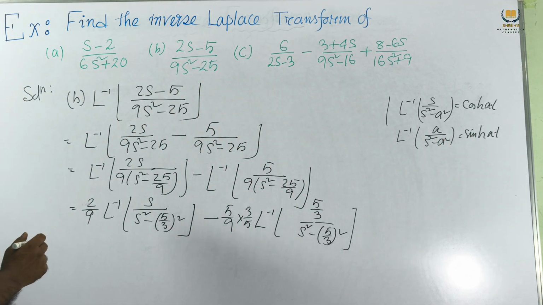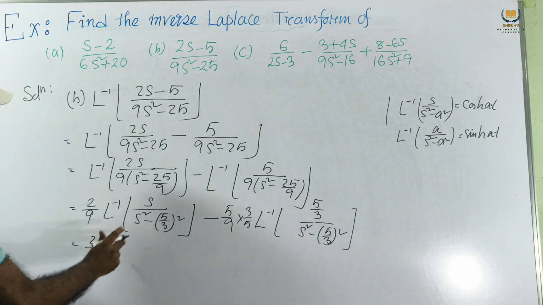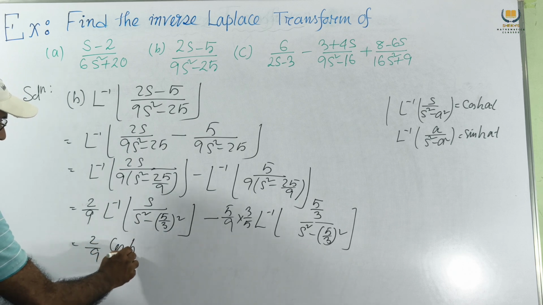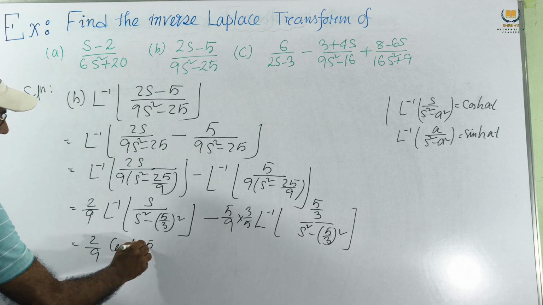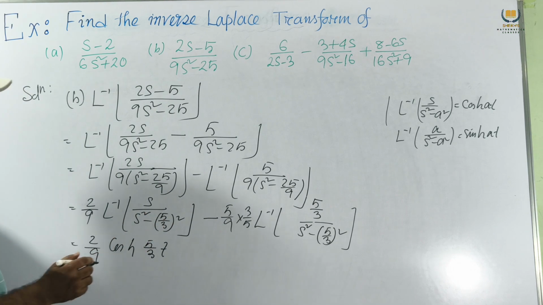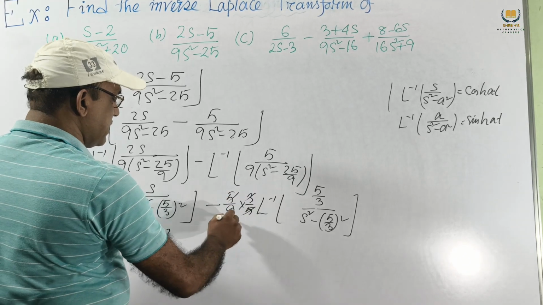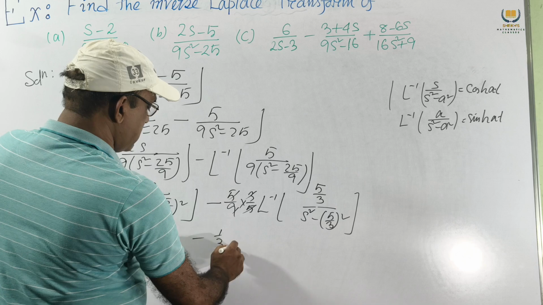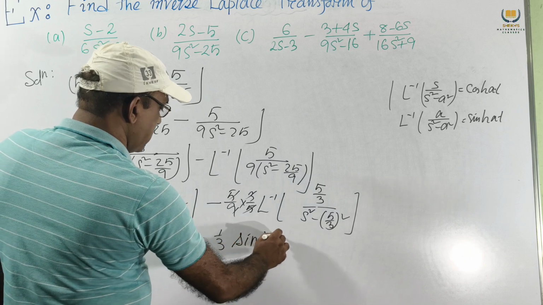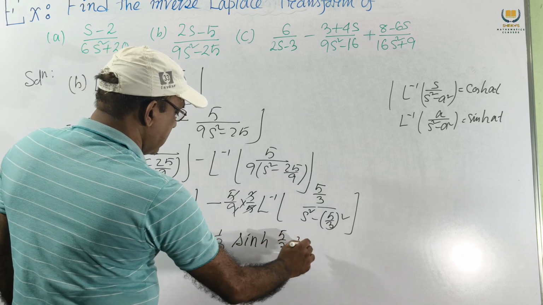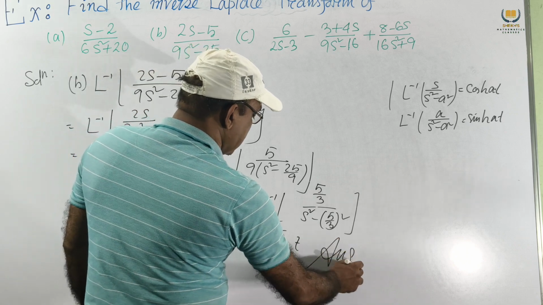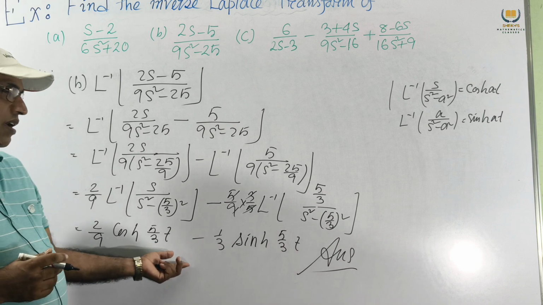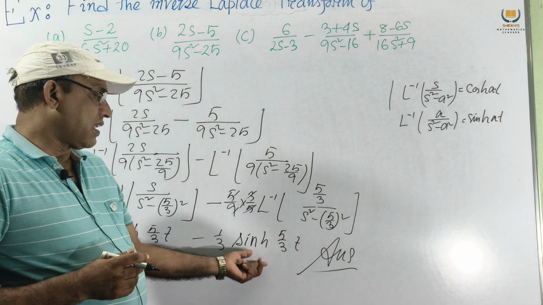So here we get 2 by 9, s by s square minus a square. This is minus, so this will be cos hyperbolic. a means 5 by 3, so 5 by 3 t. And this 5 cancels, 3 cancels, 1 by 3, a by s square minus a square. Then this is sine hyperbolic 5 by 3 t. This is our answer. Very nice solution. 2 by 9 cos hyperbolic 5 by 3 t, and 1 by 3 sine hyperbolic 5 by 3 t.